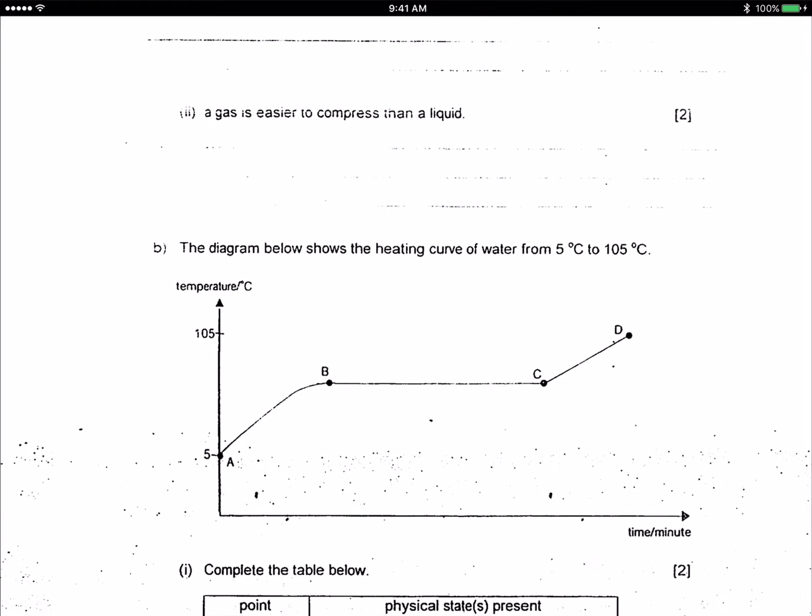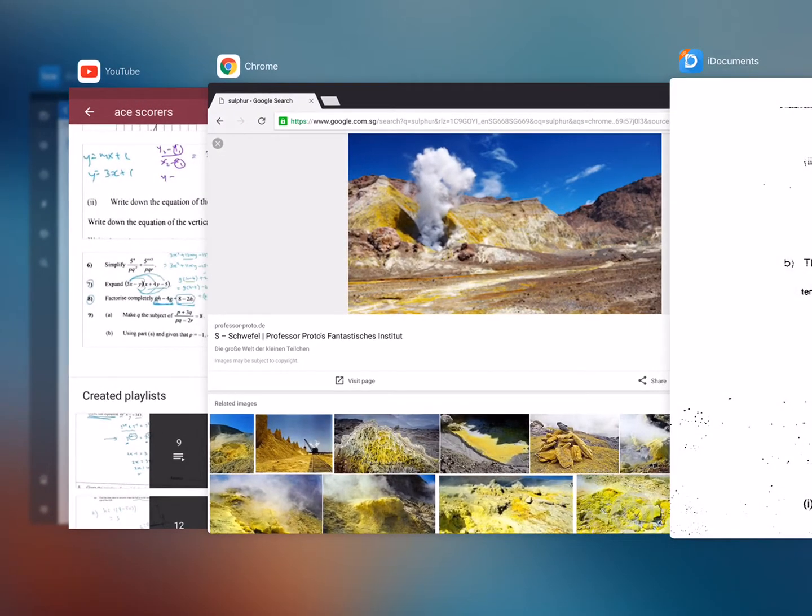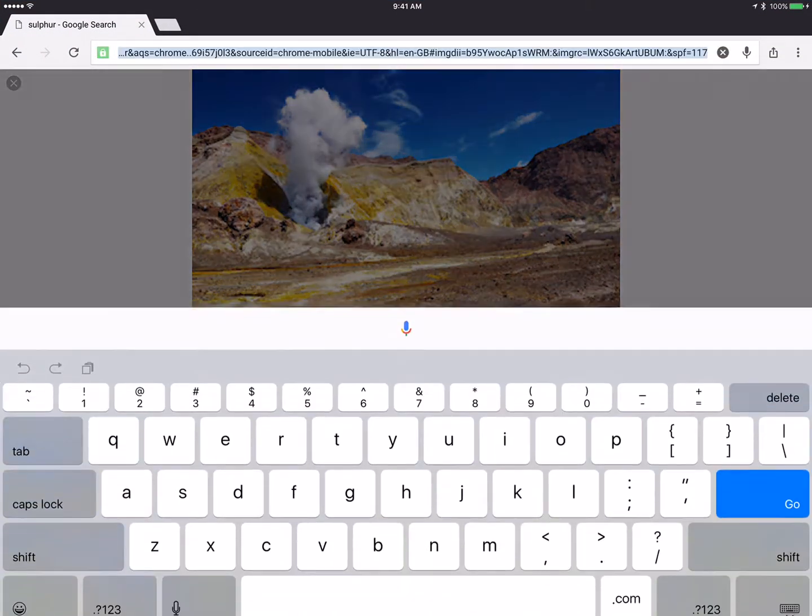Okay, so a gas is easier to compress because there's a lot of space in between, okay? A lot of space in between. Now, how does it look like? Let me show you. Kinetic particle theory.